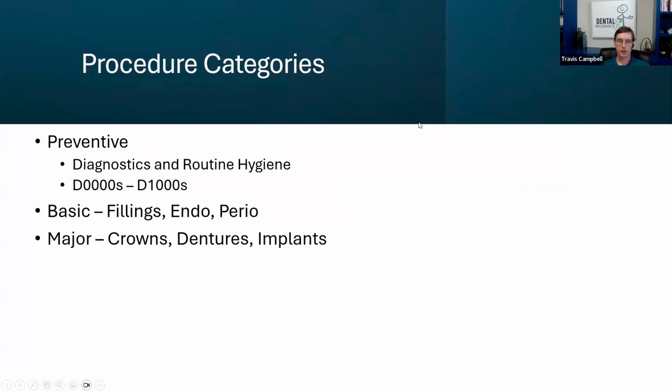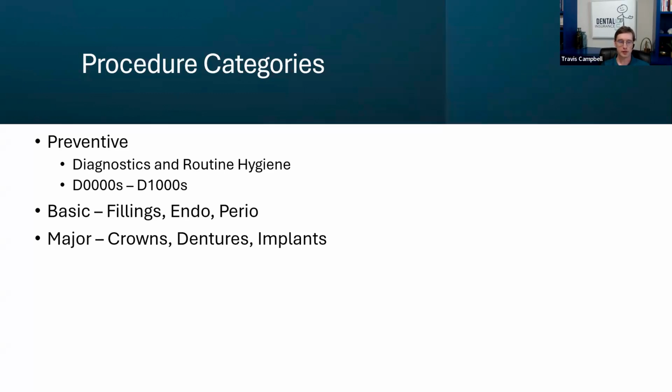Next is your procedure categories, and this is probably the biggest aspect of it. In dentistry, insurance doesn't just pay the same amount for every type of claim, it's going to pay based on groupings. So you've got your preventives, basically your diagnostic and your routine hygiene. Usually these are your D0000 and D1000 codes, like we talked about in the prior module. These are the things that most often are covered at 100% or near 100%. They're the things that people need all the time.